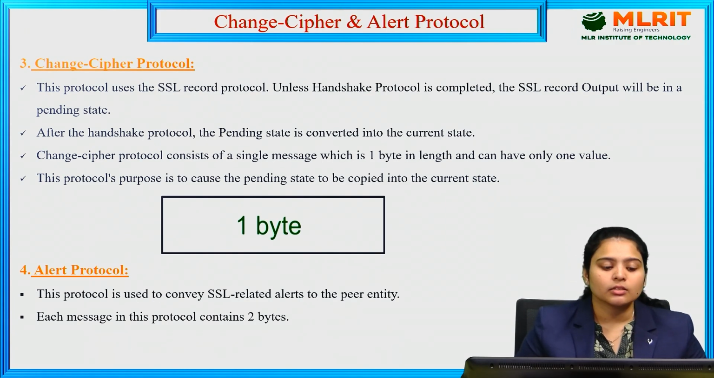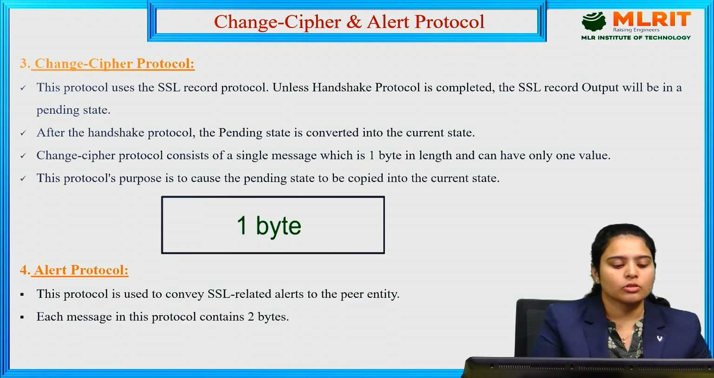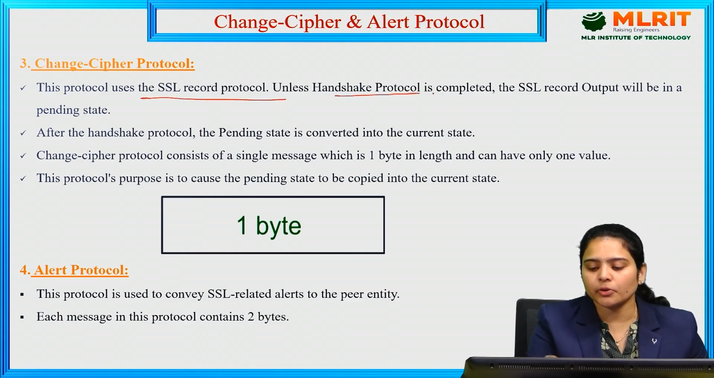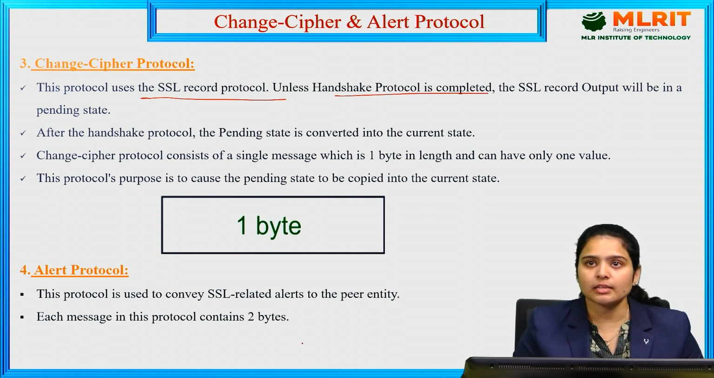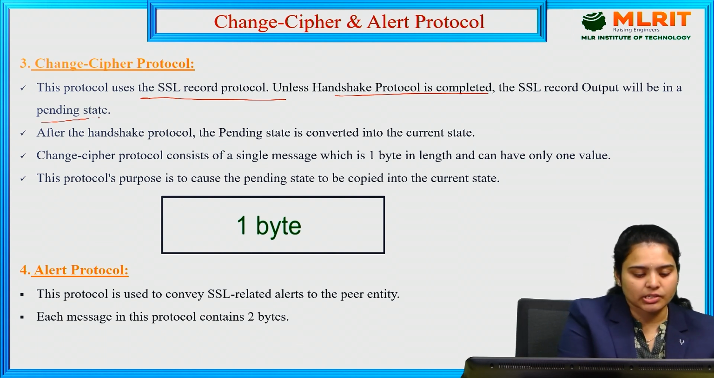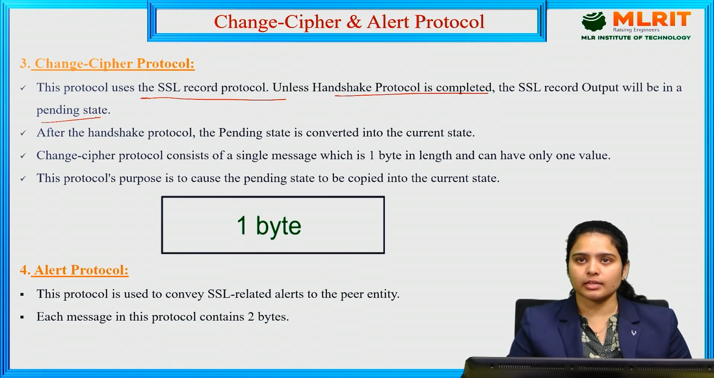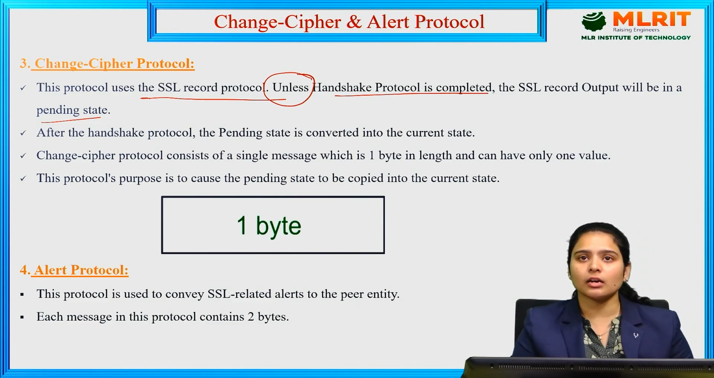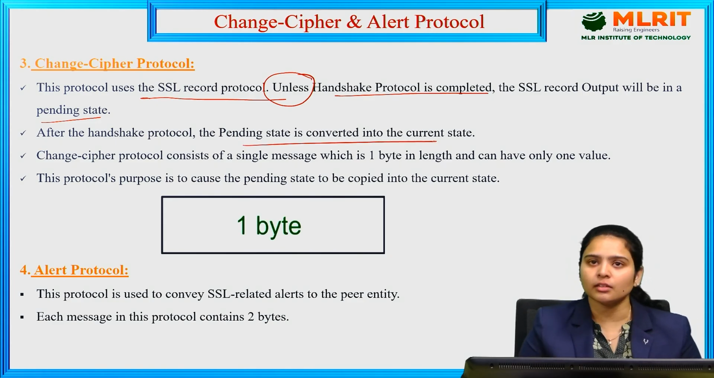The third one is the change cipher protocol. This protocol basically uses the SSL record protocol. Unless the handshake protocol is completed, the SSL record output will be in a pending state. Here observe the word unless. Unless the handshake protocol is completed, the SSL record output will be in a pending state. Then the pending state is converted into the current state.